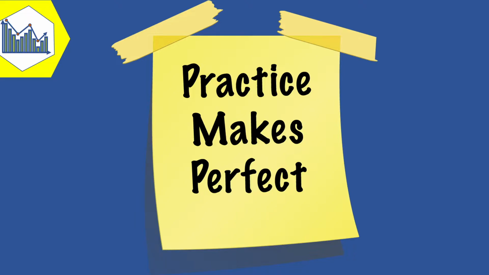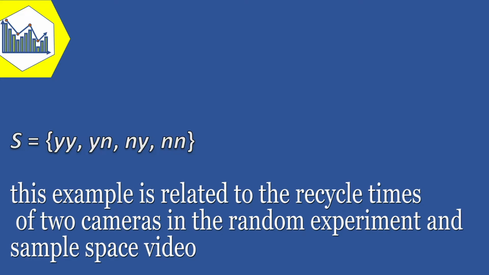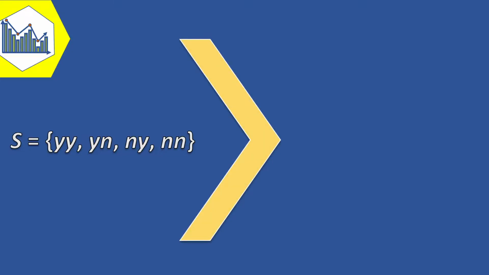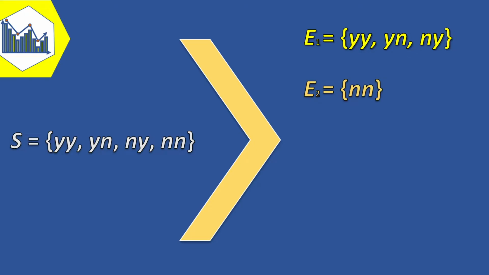Consider the sample space S, which has four outcomes of yes, yes, yes, no, no, yes, and no, no. Suppose that the subset of outcomes for which at least one camera conforms is denoted as E1. Then E1 has three outcomes of yes, yes, yes, no, and no, yes. The event such that both cameras do not conform is denoted as E2. Thus, E2 contains only the single outcome, which is no, no.